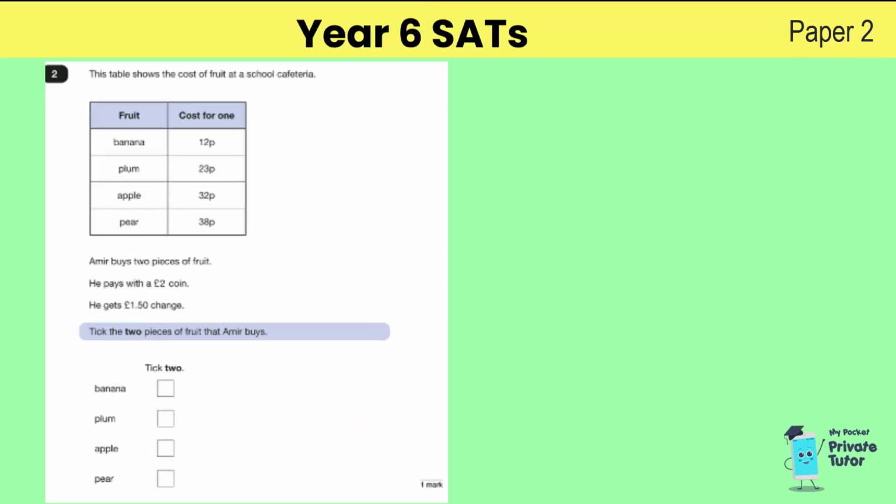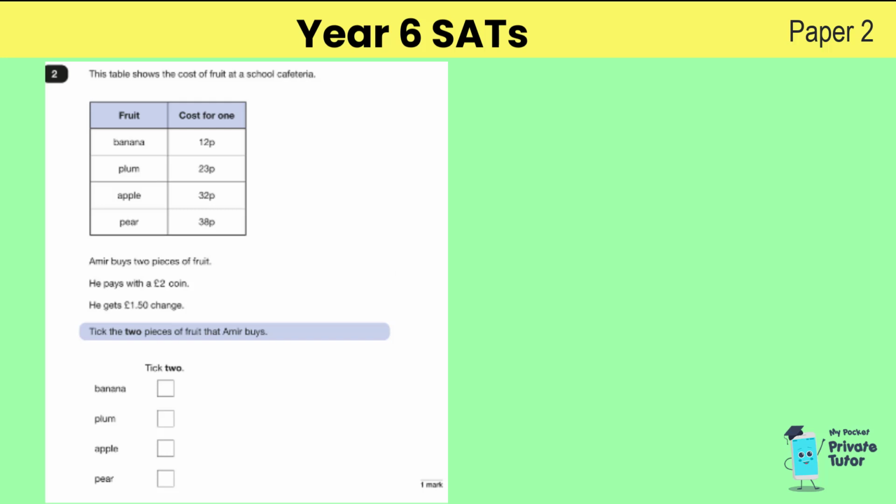Question 2. This table shows the cost of fruit at a school cafeteria. We have a table with fruit and the price down the other side. Amir buys 2 pieces of fruit and he pays with a £2 coin. He gets £1.50 change. Tick the 2 pieces of fruit that Amir buys.